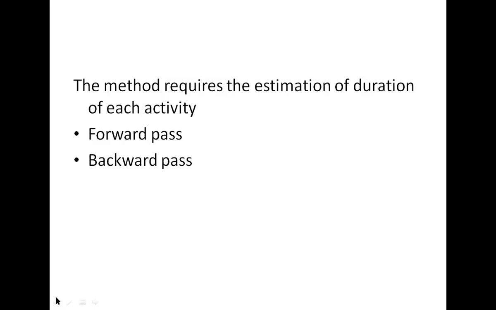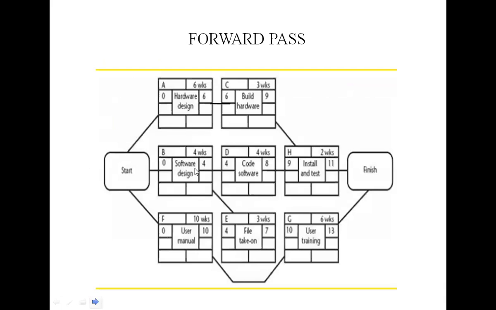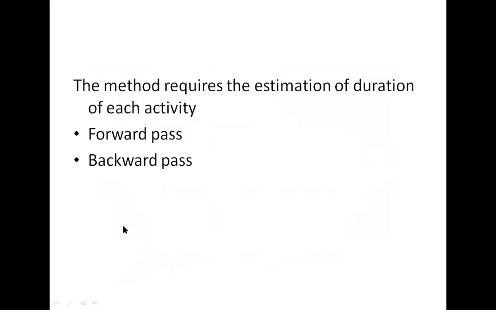So from this diagram only, we design forward pass by adding the timings, by adding the precedence values here. That is the difference. You draw this diagram for forward pass, and for backward pass we have to draw this diagram. Then we move to the backward pass.